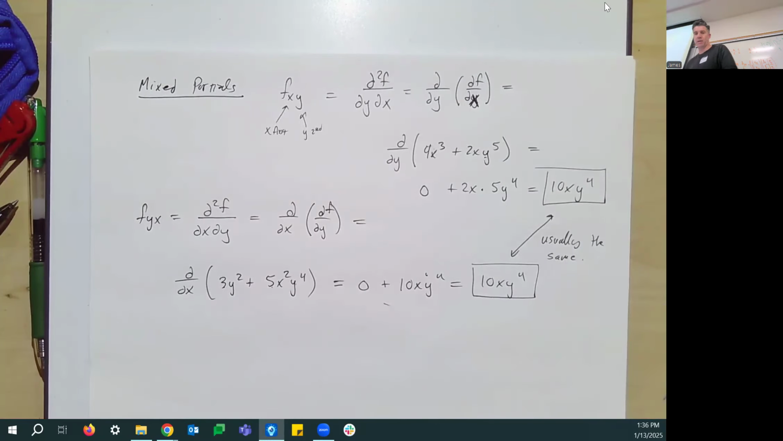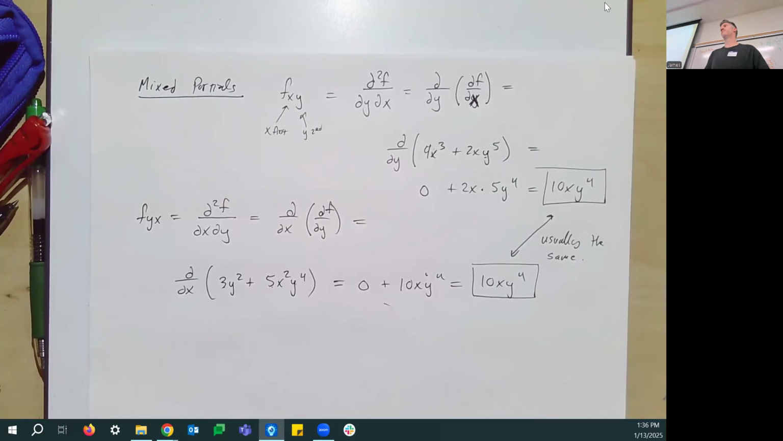I should show you this example. Just to assuage any fears, in case you're worried about what if we have a function where they're not the same, let me show you real quick what most people consider to be the easiest example of a function where the mixed partials are not equal to each other.